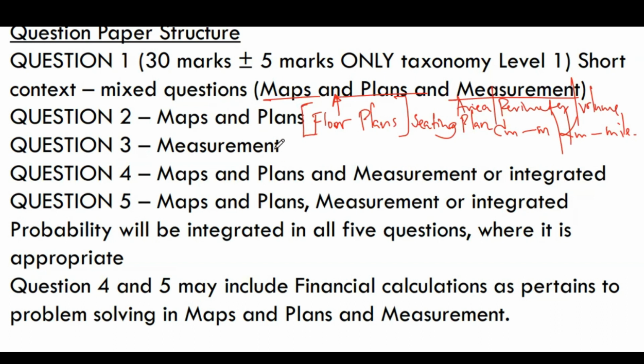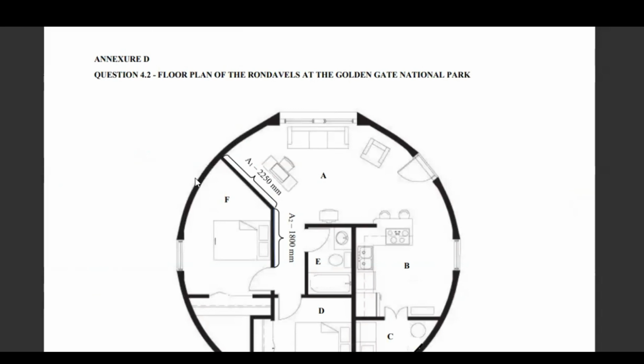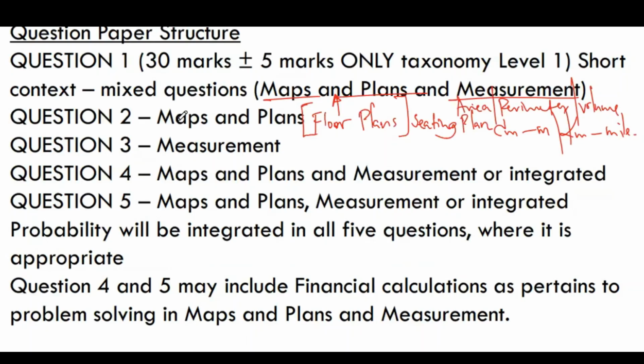All right. Measurements, again, this is question number 3. We'll be looking at only measurements. Question number 4 becomes integrated. Question number 5 becomes integrated. When we look at this question, for example, this is an annexure for question number 4. This is a floor plan, and we expect this to be in question number 2. If it first comes in question number 2, you have it in question number 4 or 5.